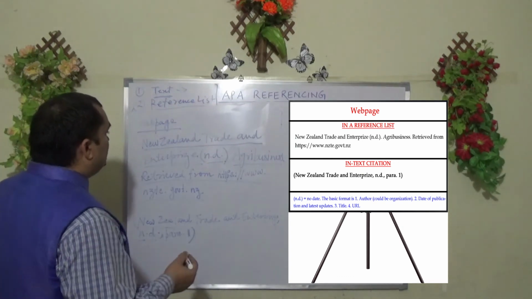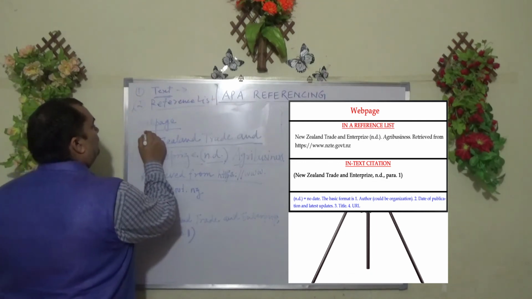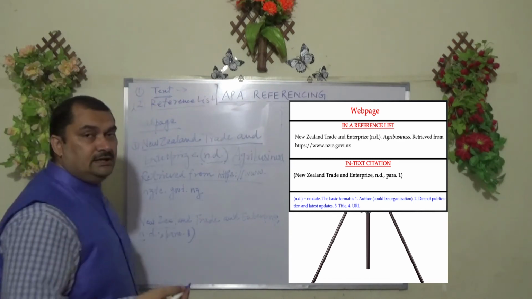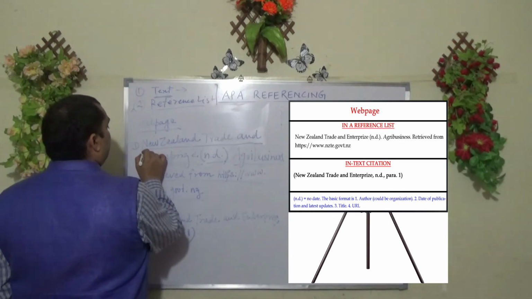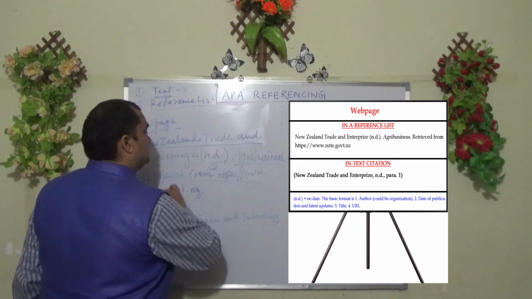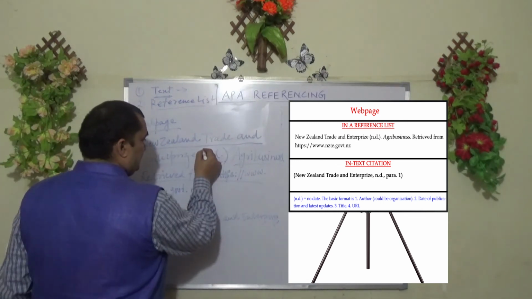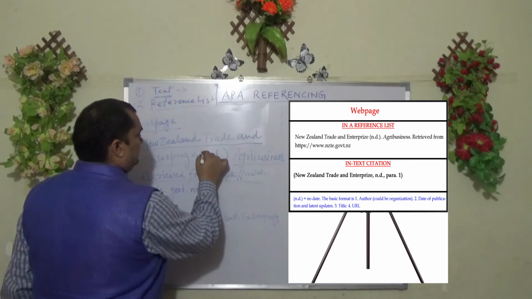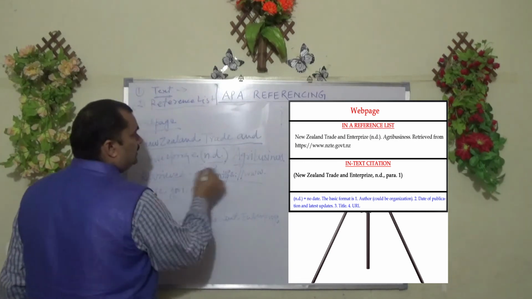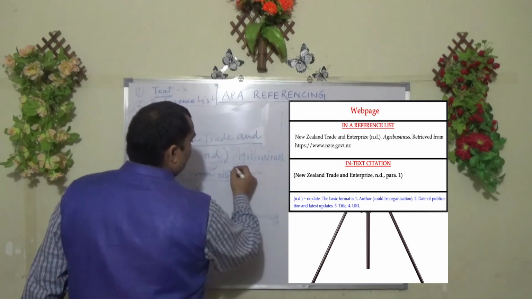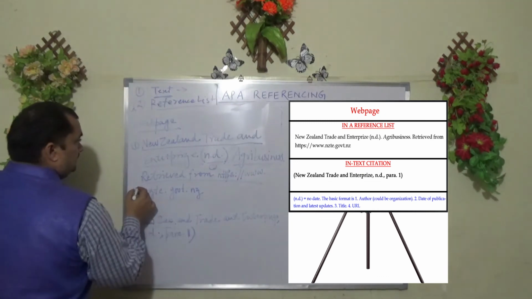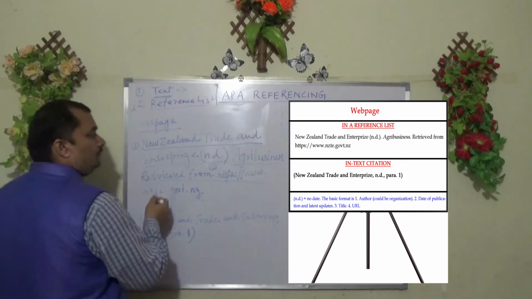Let us see. Generally there are four things when we get information from a web page. The first is the author, which can be an organization. So in this case, New Zealand Trade and Enterprise is the author. Then second, the year of publication, what date it was published. So we write after the author in brackets n.d., because there is no date here. If the date was given, we could have written the year here. Then the title of the piece of information which we have taken, Agribusiness, dot, and the last one is the source from where it was taken.